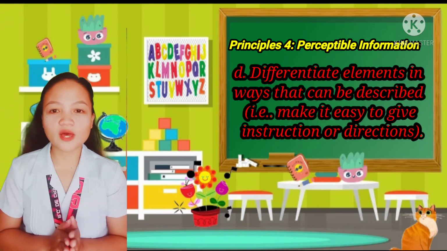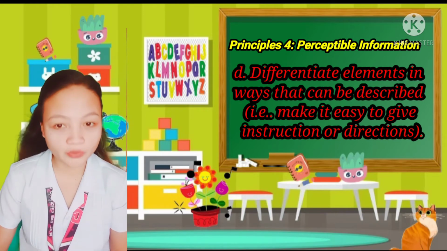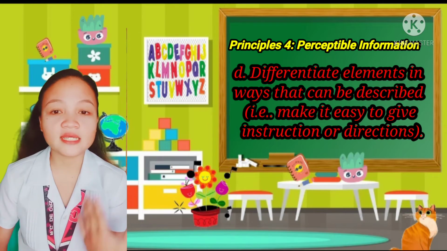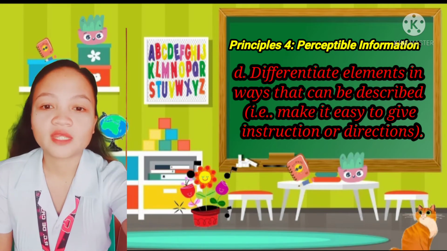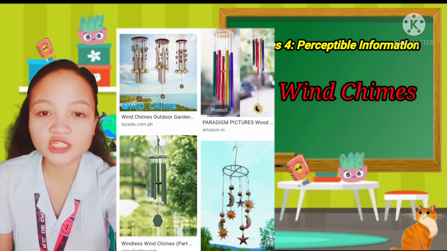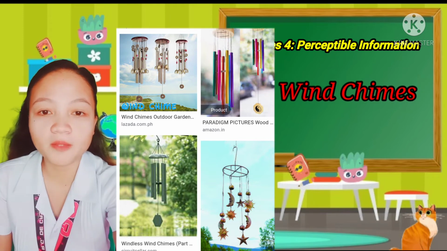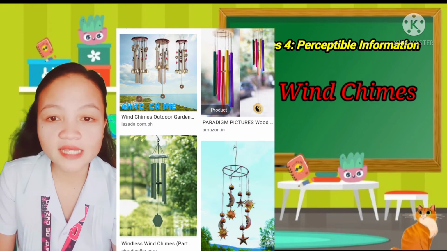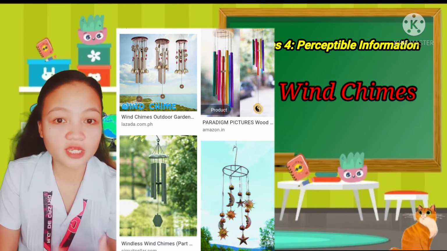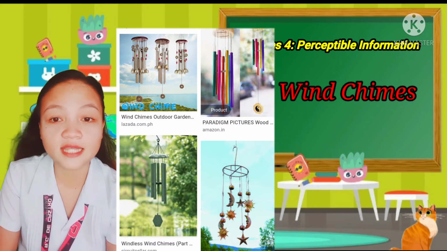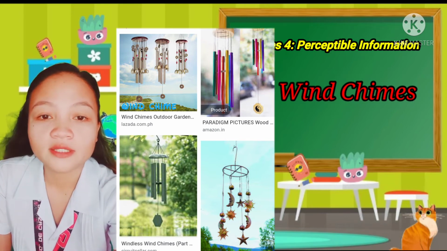So, the next one is differentiate elements in ways that can be described. For example, make it easy to give instructions or directions. One example of this is the wind chime. This is for those blind people. This helps them easily find or know where they are in a specific place. For example, in a university that has this wind chime. This helps them find their way or the direction.